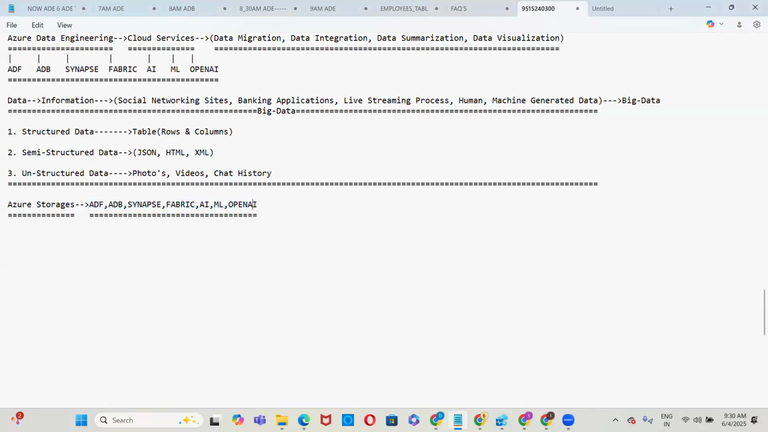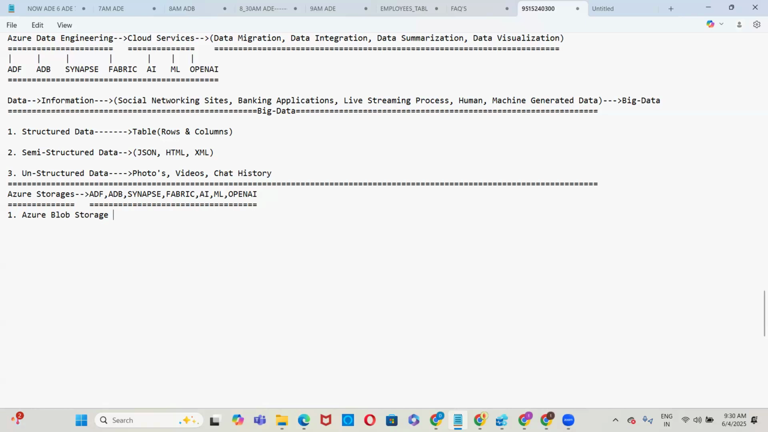But actually the data is stored within the Azure storages only. Whether it is structured, semi-structured, or unstructured data, any kind of data you deal with has to be stored inside the Azure storages before we use it for a service. The first type of storage, I can say, is Azure Blob Storage.